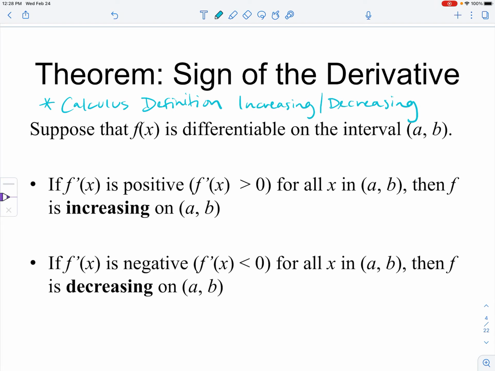So suppose that f of x is differentiable on the interval from a to b. That means that you can evaluate the derivative of f of x for every x value that's on the open interval from a to b. If f prime of x is positive for all x on the open interval from a to b, then f is increasing on that interval from a to b. So what that's basically saying is if a function has positive sloping tangent lines on the open interval from a to b, the function is increasing.